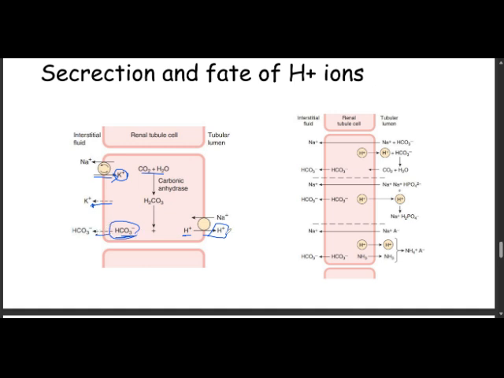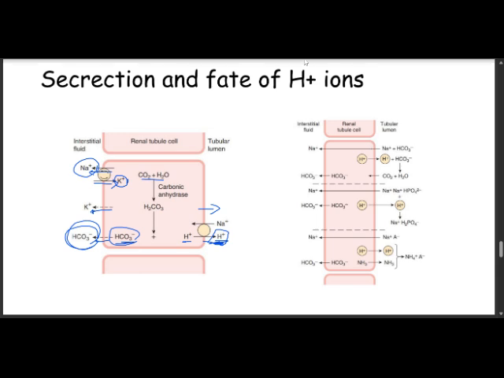So one thing to note here is that for every proton that is transported out of this cell, you are going to have the interstitium gaining one sodium and one bicarbonate ion. So that is what is happening. One sodium is being gained by the interstitial fluid, and one bicarbonate is being gained by the interstitial fluid for every proton that is lost to the tubular lumen. Okay, I hope that is okay.